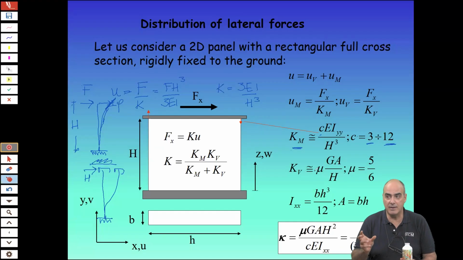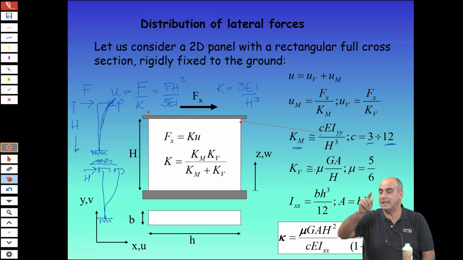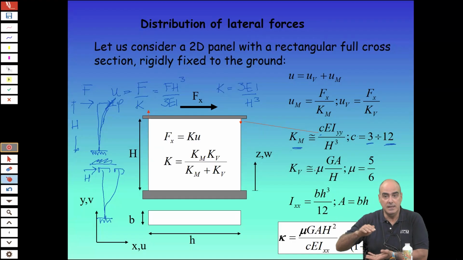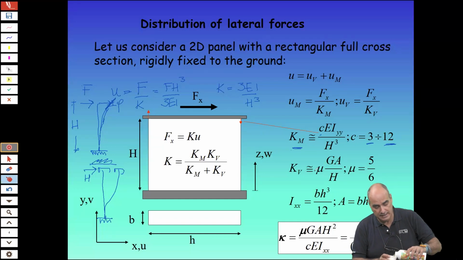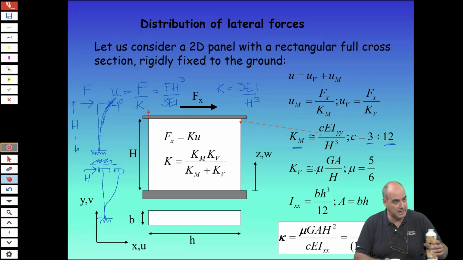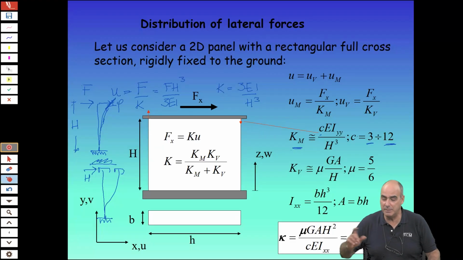If they share, it's parallel. If you have a series mechanism, all the springs carry the same force, and you sum up the deformability. If it's parallel, the deformation is the same. Actually, here, the deformation of the wall is the same, but it's partly due to the shear mechanism and partly to the flexural mechanism. In a parallel, you share proportionally to the stiffness.